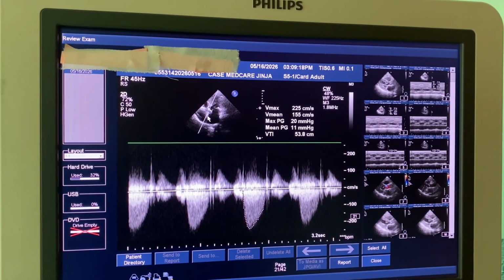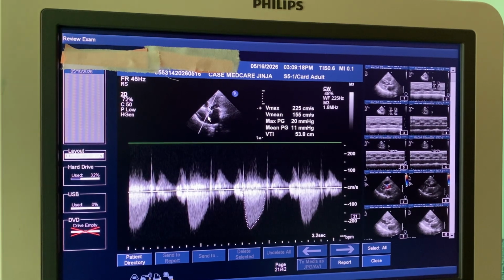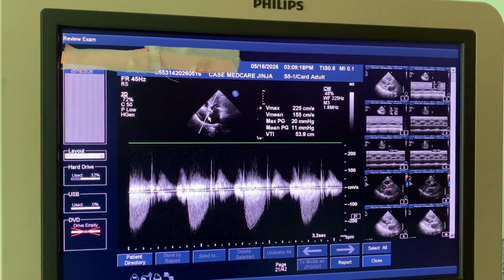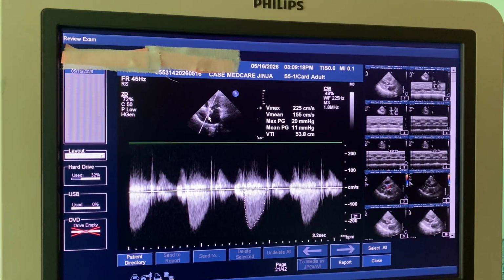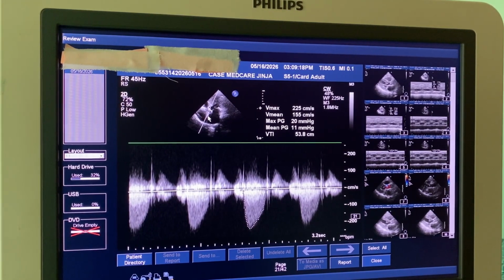So we may end up going for low flow, low gradient AS with reduced or preserved ejection fraction, and not the paradoxical low flow. Paradoxical low flow means everything is okay. What is the meaning of paradoxical? Paradoxical is like it is going the other way around, like you can't explain it, but you find it, after confirming and going back.